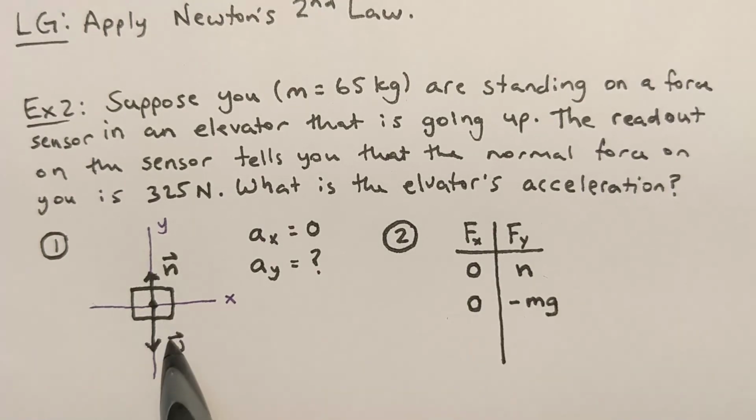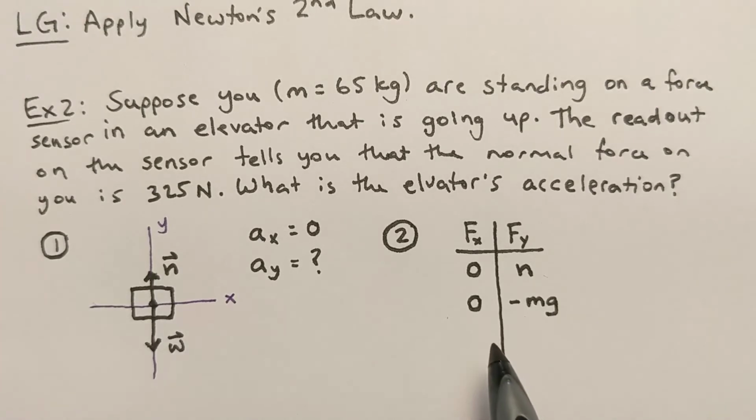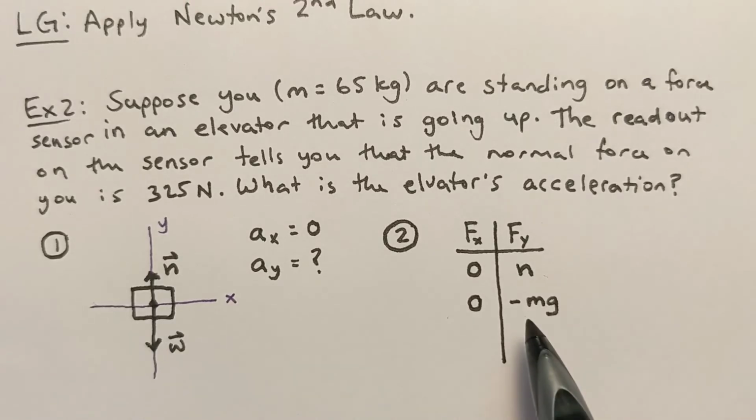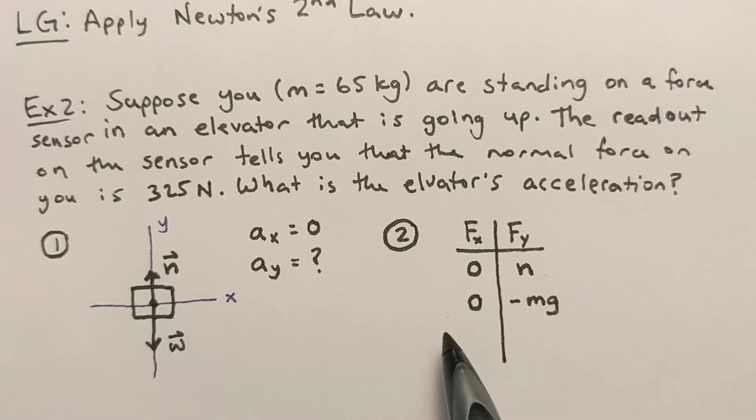Those are the only two forces that appear in our free body diagram, so we only have two rows in our table. Remember that we make our table looking at our free body diagram. So every step that follows the free body diagram is referring back to the previous step. That's how we are able to solve these problems.